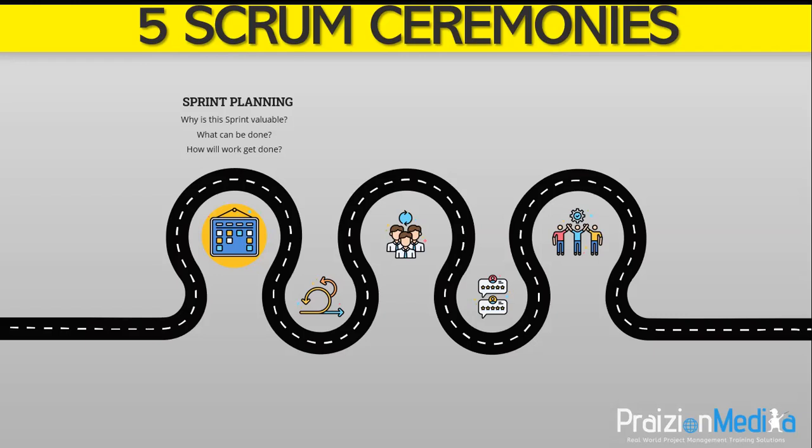So the sprint goal, the product backlog items selected for the sprint, plus the plan for delivering them are together referred to as the sprint backlog. Sprint goal, product backlog items selected for the sprint, and the plan for delivering them. Keep that in the back of your mind. Let's go to our next one.